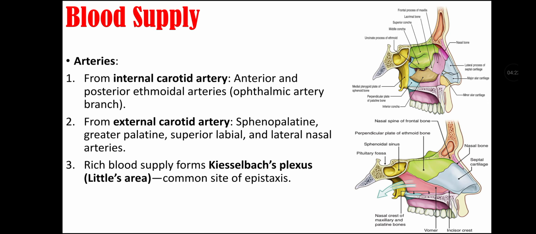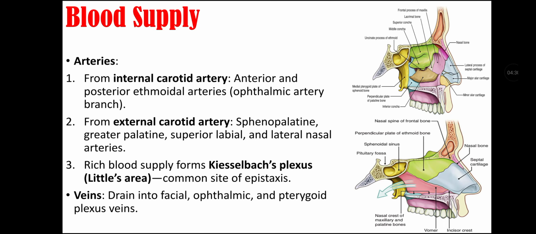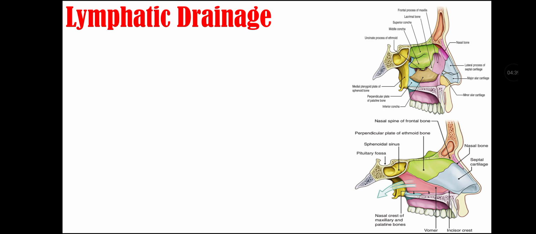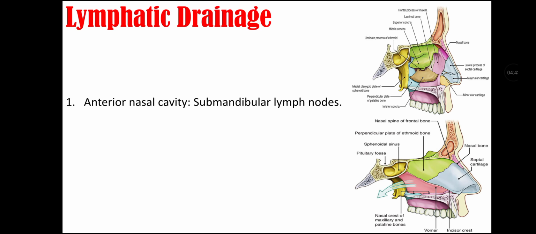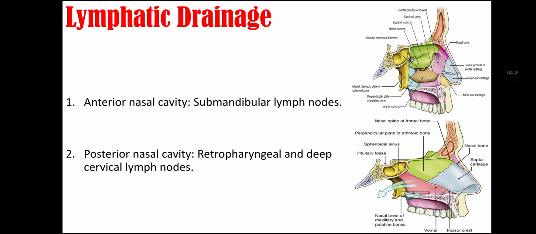Rich blood supply forms the Kiesselbach plexus that is at Little's area and it is the common site of epistaxis from the nose. Then there is venous drainage of the nose that drains into the facial vein, ophthalmic vein and pterygoid plexus vein. Now let's talk about lymphatic drainage of the nose. Lymphatic drainage: anterior nasal cavity is drained into submandibular lymph nodes and posterior nasal cavity is drained into retropharyngeal and deep cervical lymph nodes.